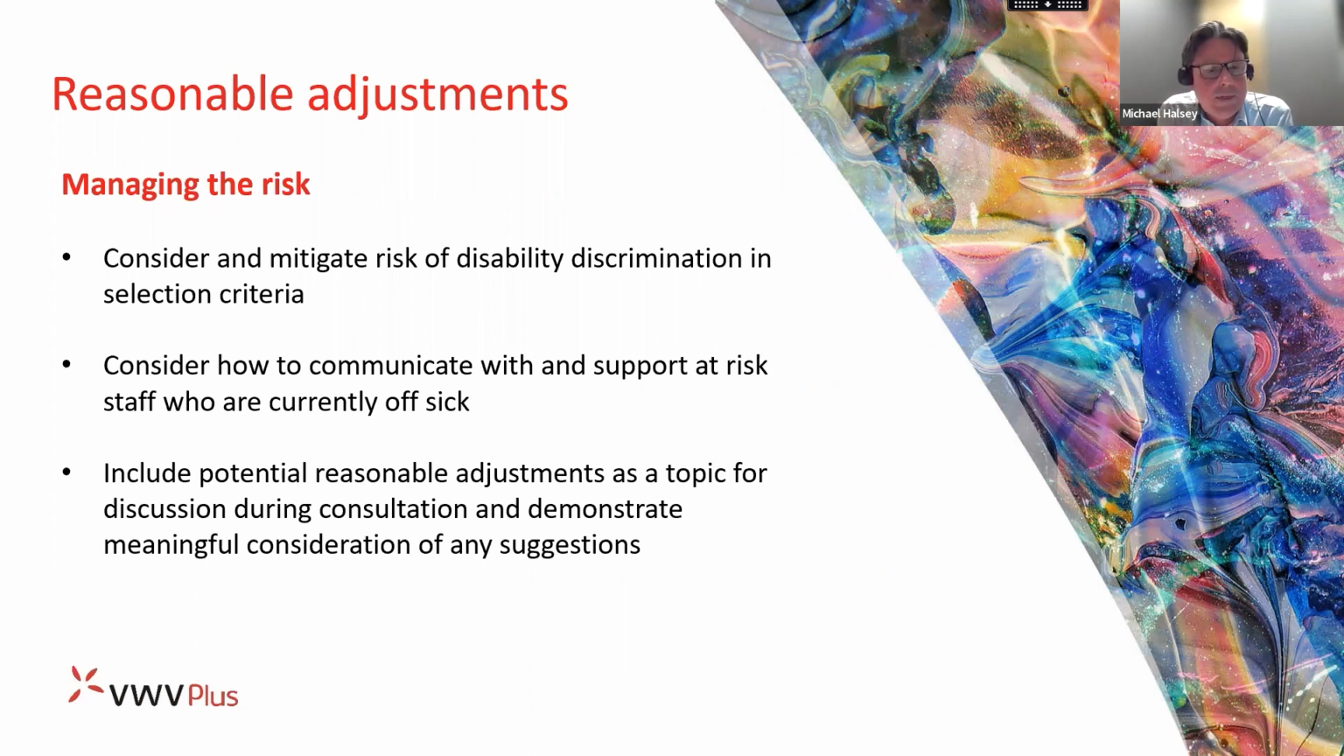Final bullet points include potential reasonable adjustments as a topic for discussion during consultation and demonstrate a meaningful consideration of any suggestions. This is particularly where there's a period of collective consultation with recognised unions or employee representatives. Discussion at that stage of any potential reasonable adjustments can be enormously helpful when it comes to dealing with subsequent individual consultation, if many of those issues have been dealt with and addressed at the collective stage.